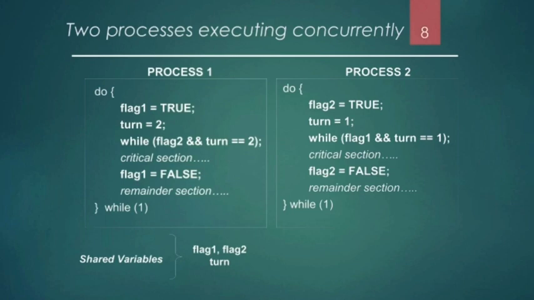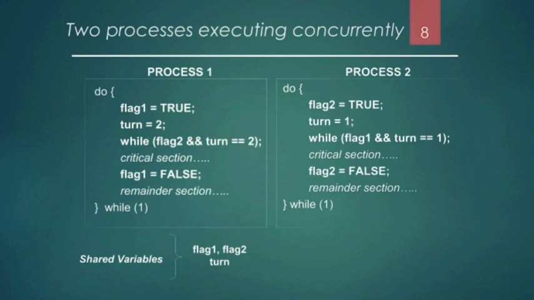We note that each Pi enters its critical section only if either flag[j] is false or turn equals i. Also note that if both processes can be executing in their critical sections at the same time, then flag[0] equals flag[1] equals true. These two observations imply that P0 and P1 could not have successfully executed their while statements at about the same time, since the value of turn can be either 0 or 1 but cannot be both.